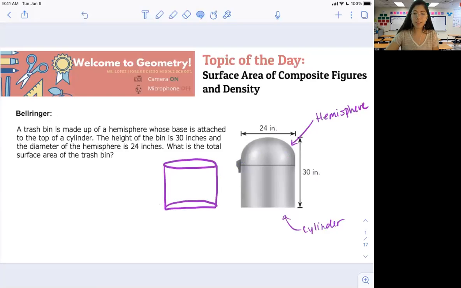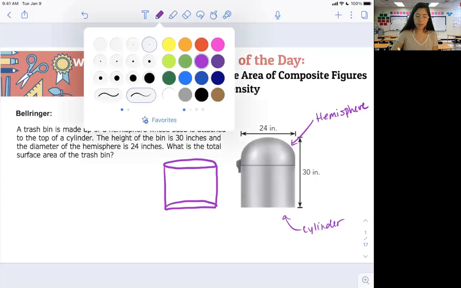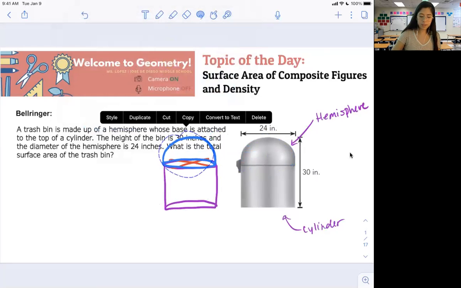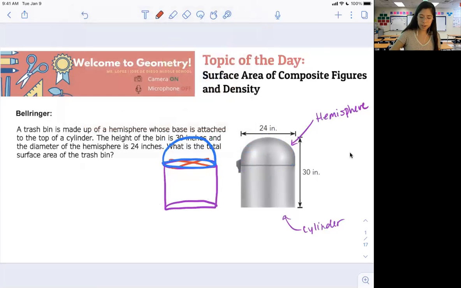What Tyrone said is what's true. We're not going to be wrapping up the top part because the top part up here is attached to the bottom of my hemisphere. So same thing with the hemisphere. The hemisphere is also a 3D figure that goes right on top, but we're not going to be counting the bottom of it, okay? So when we calculate the surface area, we don't count either the bottom of the hemisphere or the top of the cylinder. Does that make sense?